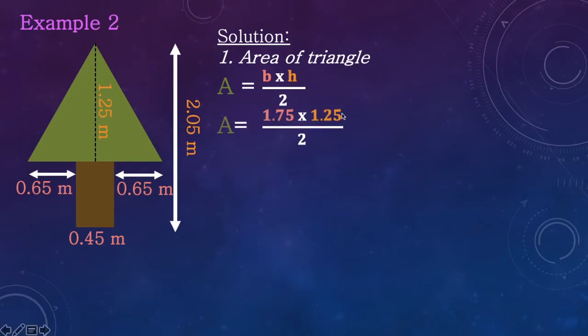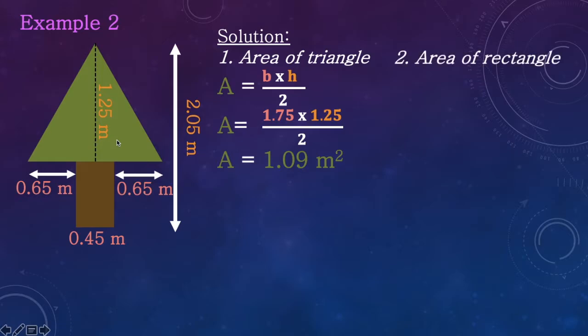Like I said, 1.25 is given to us for our height, and 1.75 is what we get when we add these 3 numbers up. Remember that they would make up this side here, or our base. And we get an answer of 1.09 meters squared for the area of our green triangle.